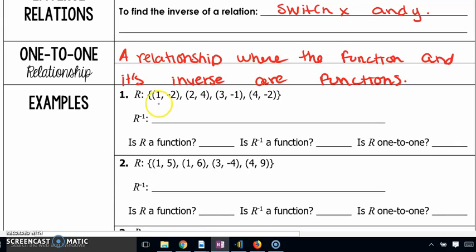So for example, here we have 1, 2, 3, 4. Because the x values don't repeat, it is a function. So we learned this in the beginning of the year, how to tell if something's a function. Now to find the inverse, you're going to switch x and y. And then we'll decide if, once we switched x and y, that's a function.